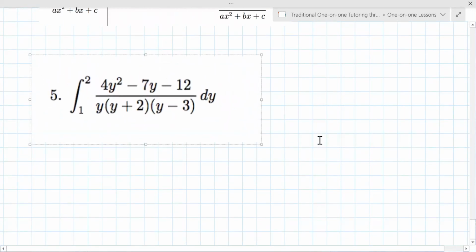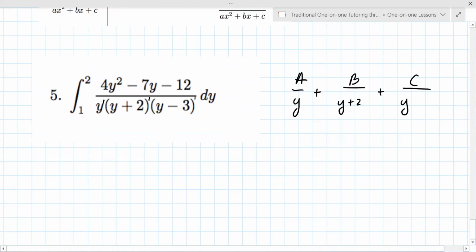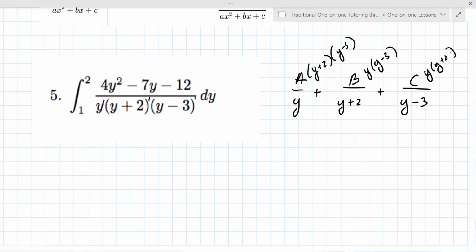So like this one, see how the bottoms are all linear? They're all to the power of 1. So don't worry about the top. The top's not important. So this is A over y plus B over y plus 2 plus C over y minus 3. And in this case, you would multiply A by y plus 2 and y minus 3. B you would multiply by y times y minus 3, and C times y plus 2. Can you see why that is the case here? It's basically whatever's missing from it.